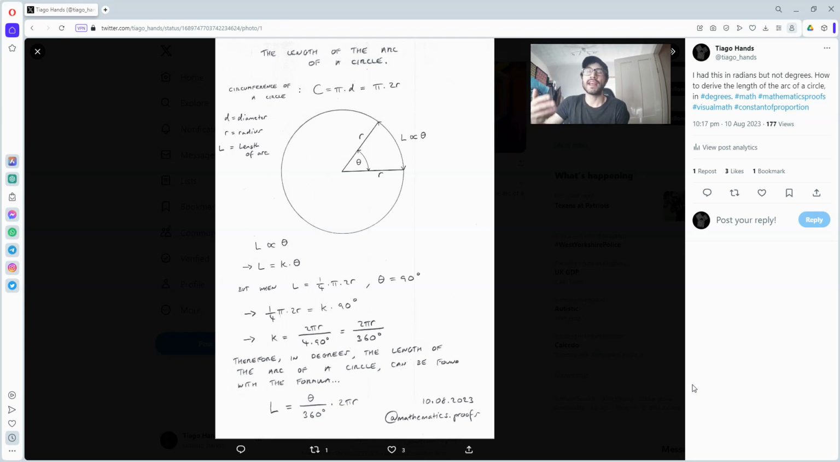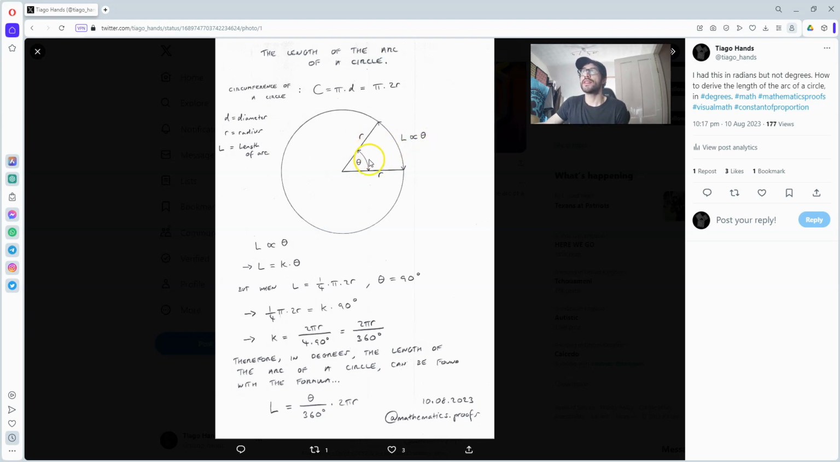The formula for that is circumference is pi times diameter, or pi times 2 times radius. Now let's have a careful look at this diagram over here. The length of this arc over here is going to be proportional to the size of this angle theta right over here.